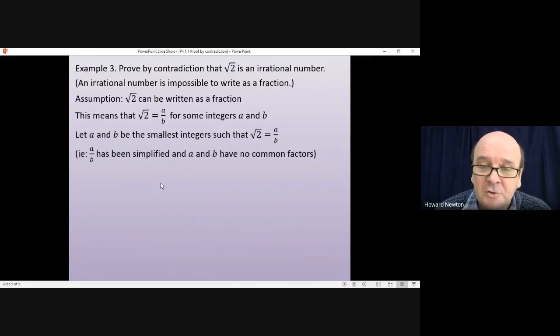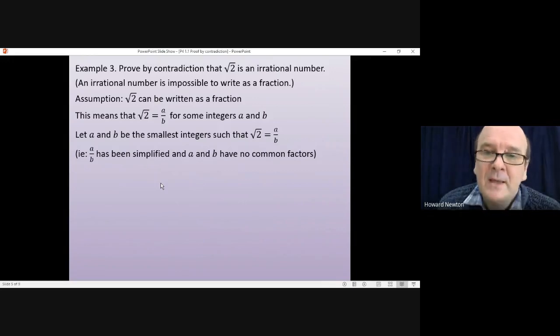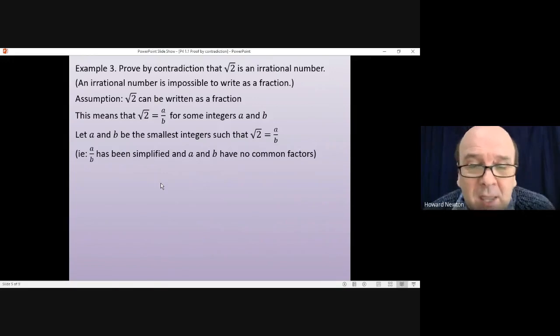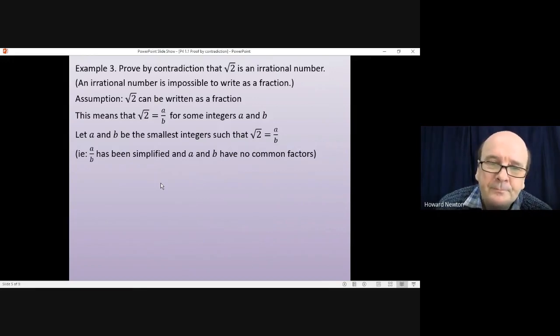So you create a contradiction. Having assumed that a and b have no common factors, it's possible to prove that a and b do have a common factor, that they're both divisible by 2. Now, I'll let you have a go at working out the detail. As I say, it's quite tricky, this, but have a go, pause the video, and then come back to me when you're ready.